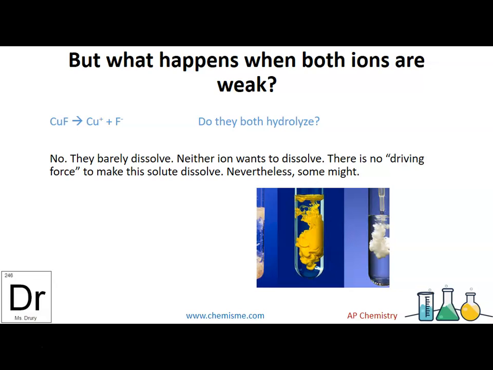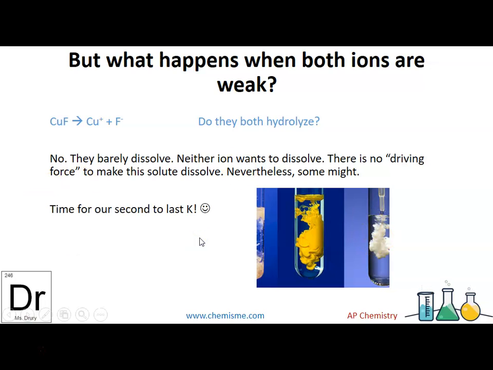Neither ion wants to dissolve, so there's no driving force to make this solute dissolve. Nevertheless, some might. So if you see a precipitate, like this one might have been a lead precipitate or a calcium precipitate or something like that, if they're forming a precipitate and it's not dissolving in the solution, that doesn't mean there aren't some few number of ions in the water.